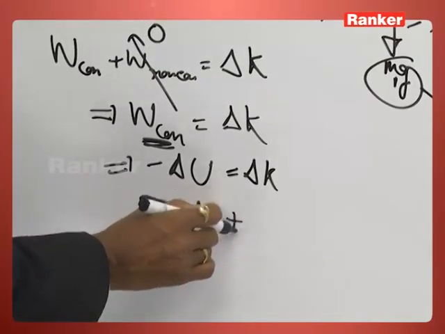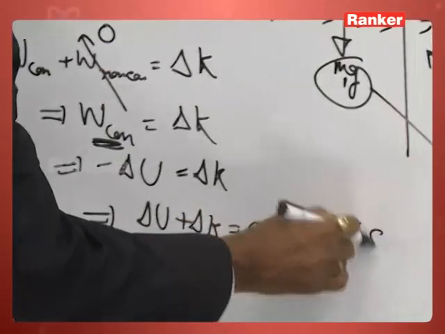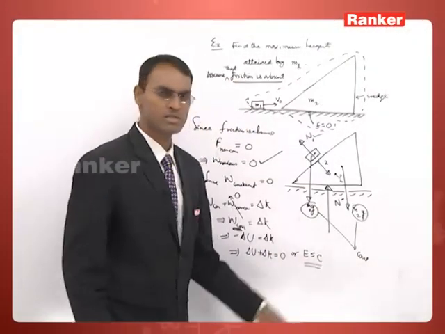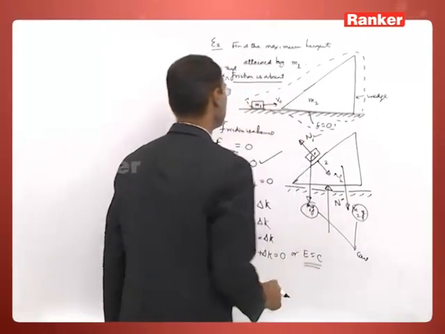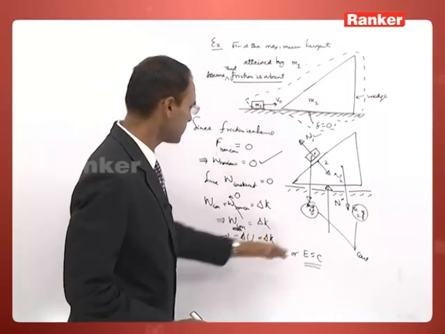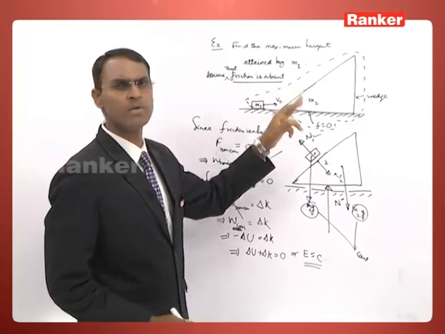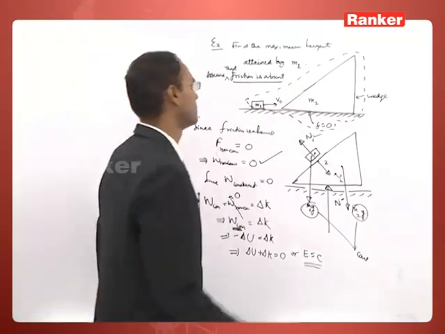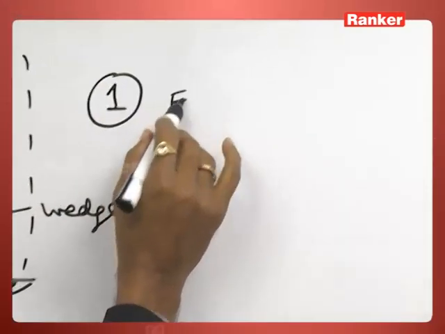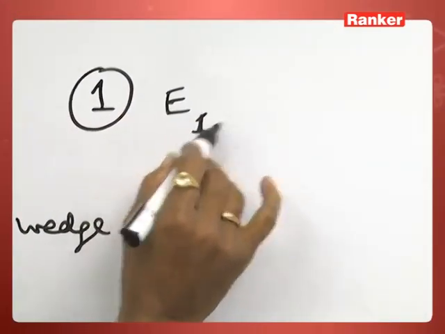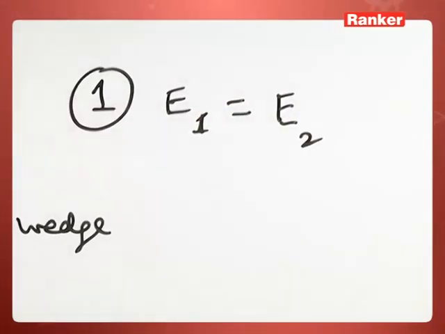So you can prove that del U plus del K will be equal to 0, or total energy of the system, mechanical energy of the system remains conserved. So we can write by analyzing the system that energy conservation must hold good. So the first condition, energy of the system initially must be equal to energy of the system finally.